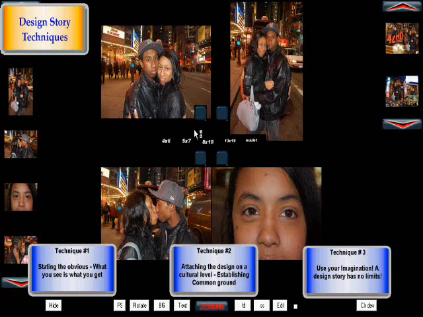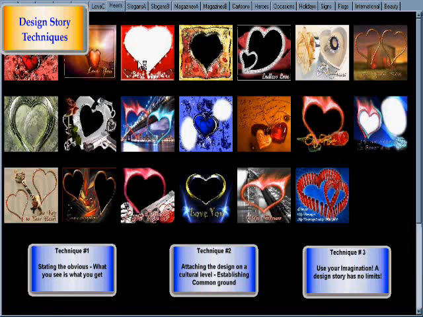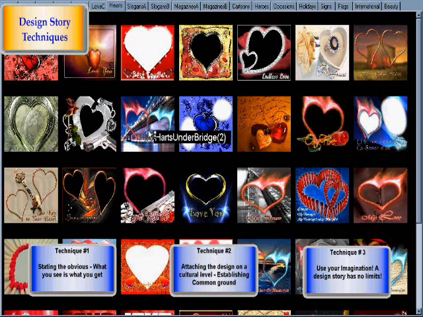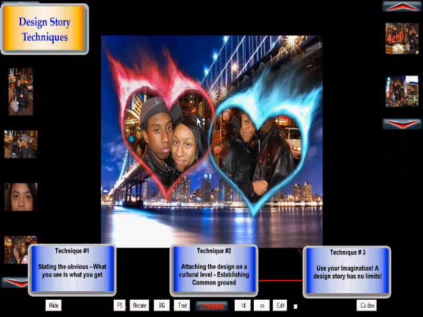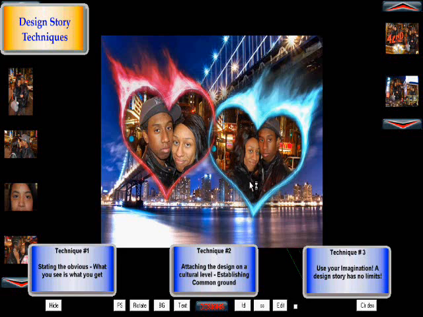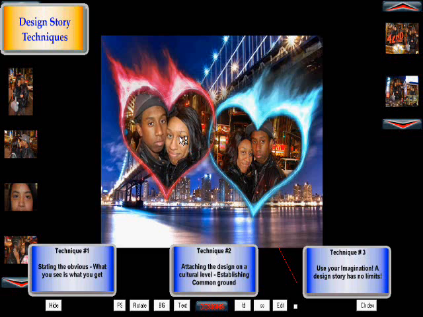Let's move on to technique number 3. Use your imagination. A design story truly has no limits. Okay, I would say, you guys seem to be such a wonderful couple that your hearts represent both the fire and the ice in your relationship. Isn't it wonderful how our city has such a great way of establishing love, connections all over, meaning that you guys will be in love forever.